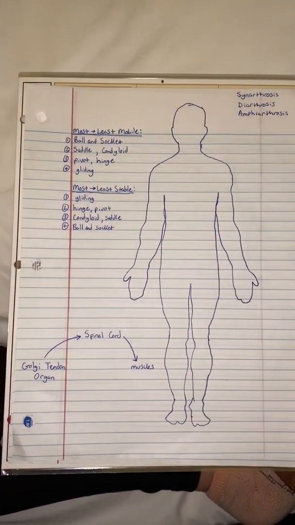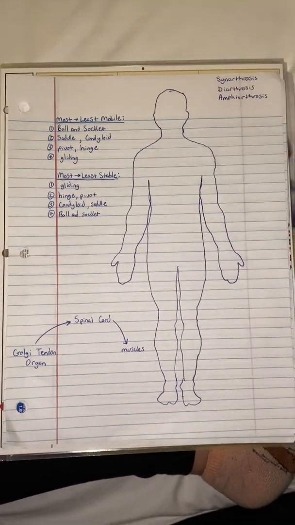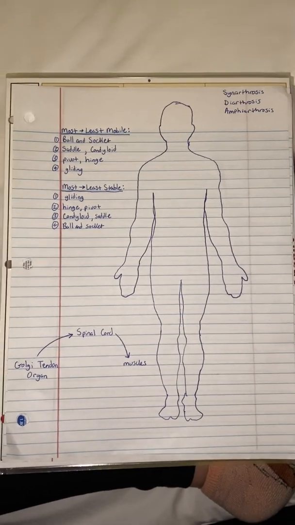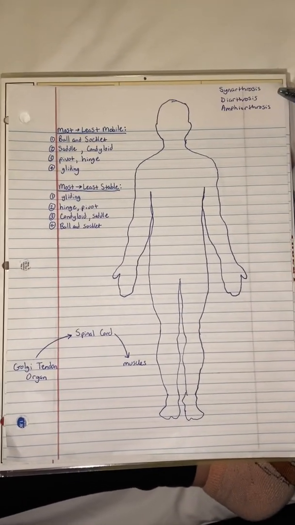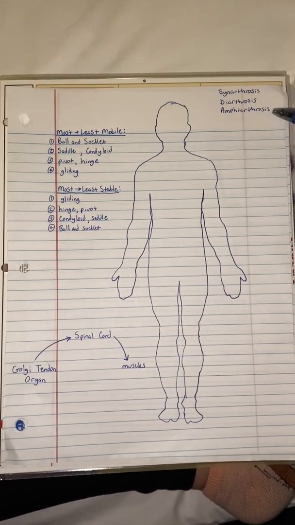So today we're going to talk about joints. My name is Emily Walker. The three main categories of joints are the synarthrosis, amphiarthrosis, and diarthrosis joints.